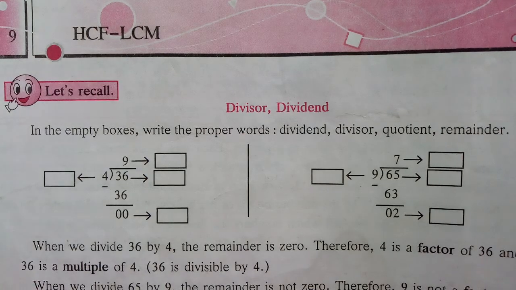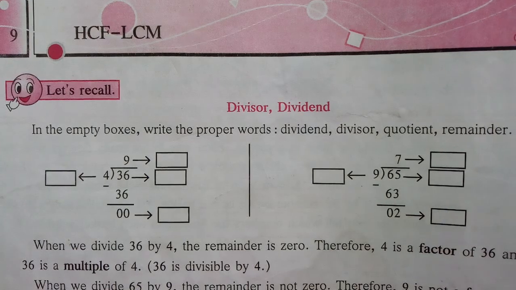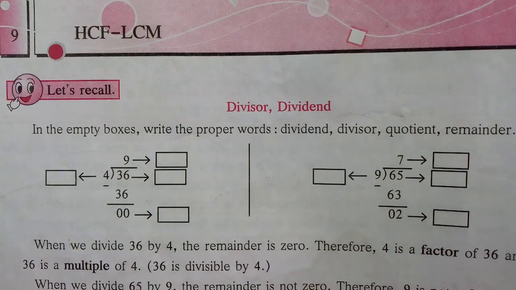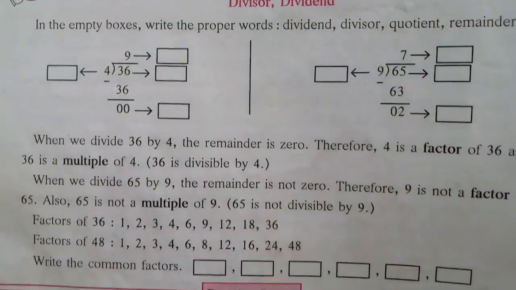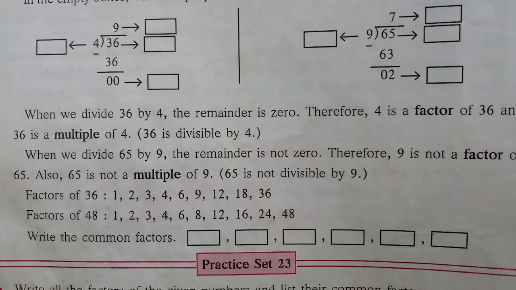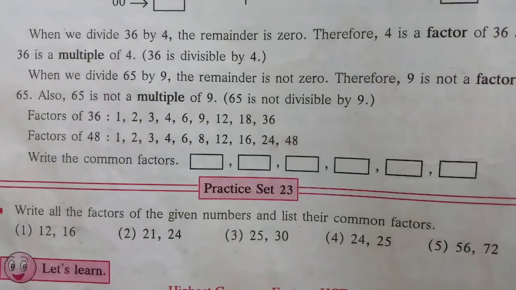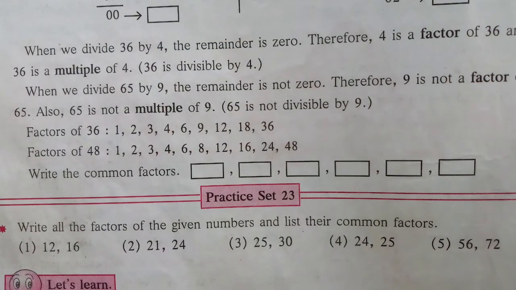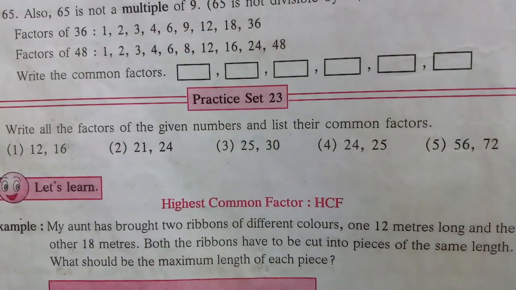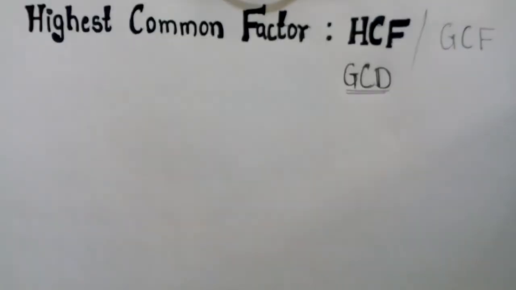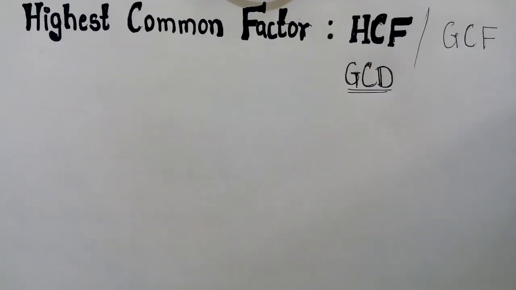Already we have started our 9th chapter, HCF and LCM. And in the previous video you have seen how to find out factors of a given number and then how to find out common factors. So we have finished practice set 23. Now in this video we are going to find out HCF, that is highest common factor. So whatever factors you find out, you have to find the highest common factor from that.